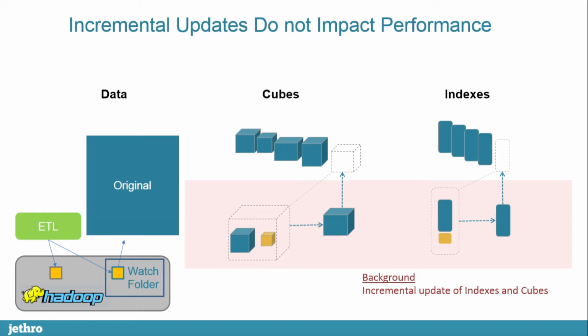Same thing for indexes. I have indexes created for my existing data set. I'm loading new data. I'm creating something that we call an index block. And the way that Jethro indexes work, you can take an index block and another index block and access both of them and use both of them for the filtering. So it's a very sophisticated mechanism of handling incrementals and continuing to provide the performance.